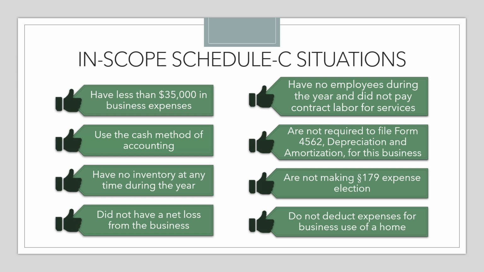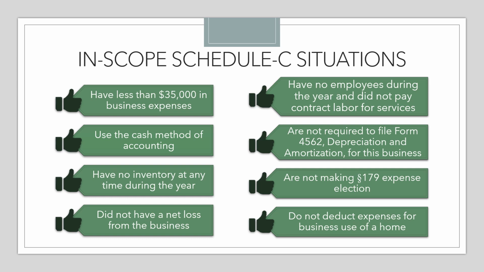So we're looking at individuals who have less than $35,000 in business expenses. They are going to be using the cash method of accounting. So if somebody is using accrual or a hybrid form of accounting for their business, they're going to need to see a paid preparer, but we can do cash. They need to not have had any inventory at any time during the year. And as we talked about before, they can't be having a net loss from this business.